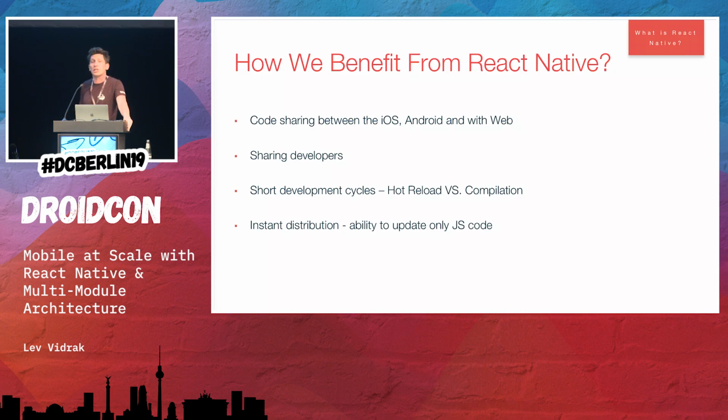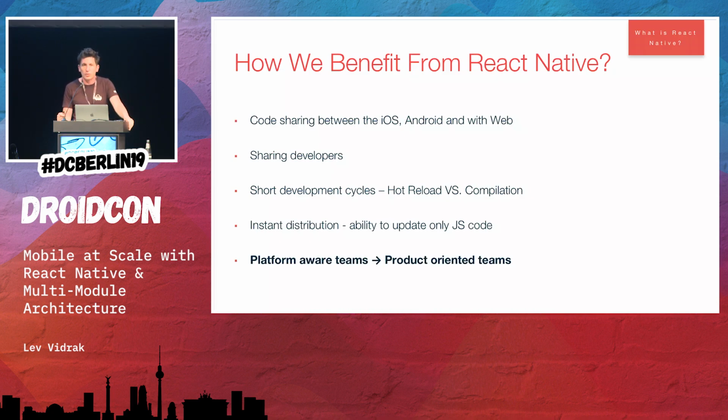And this enables real continuous deployment in mobile, something that we are lacking in the native world and that exists in server and web. Like at scale, we want to change the code, throw it to production, see the reaction, and change it accordingly. And maybe the most important thing, now our teams are no longer platform-aware teams, they are product-oriented teams. We don't have an iOS team and an Android team. We have a mobile team.